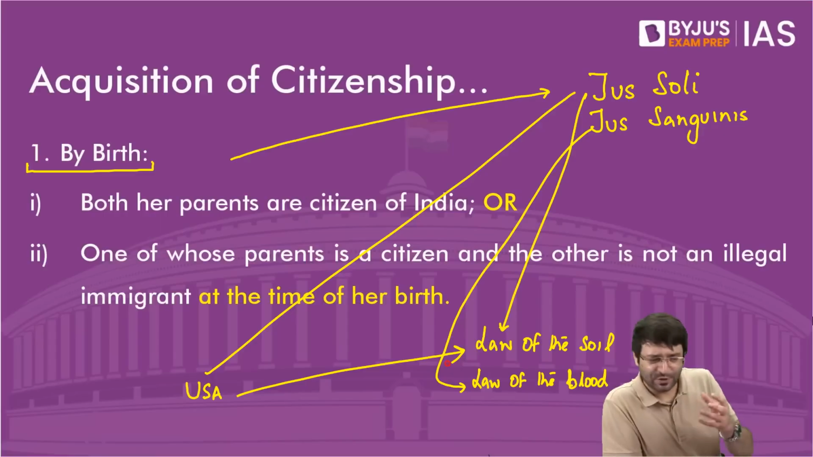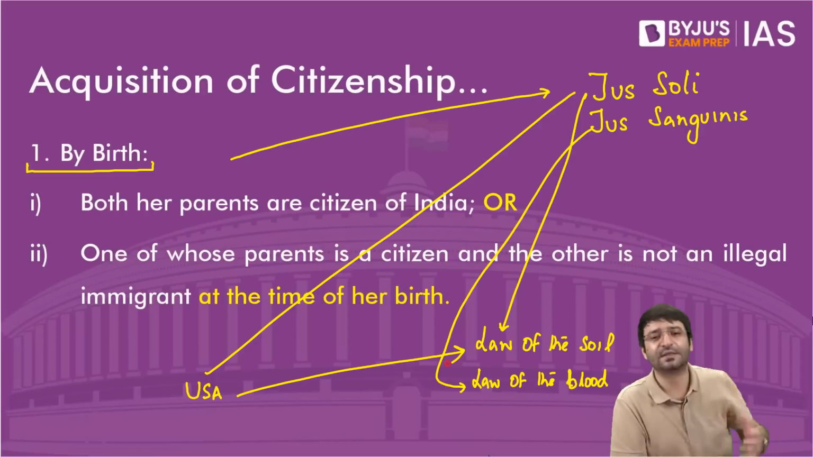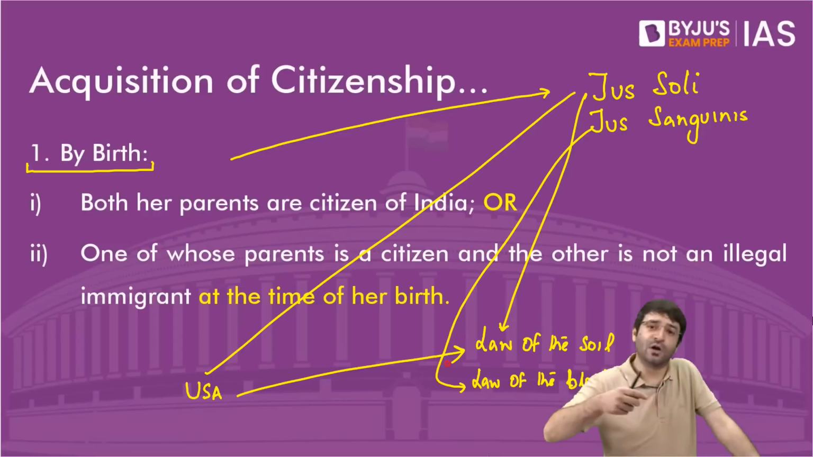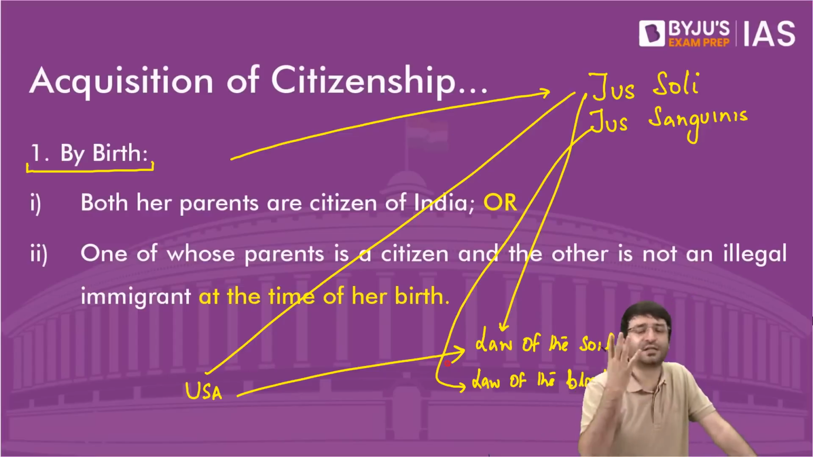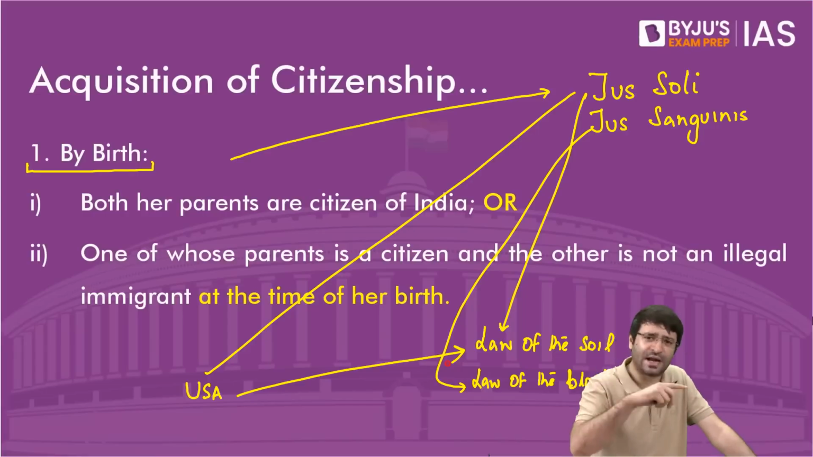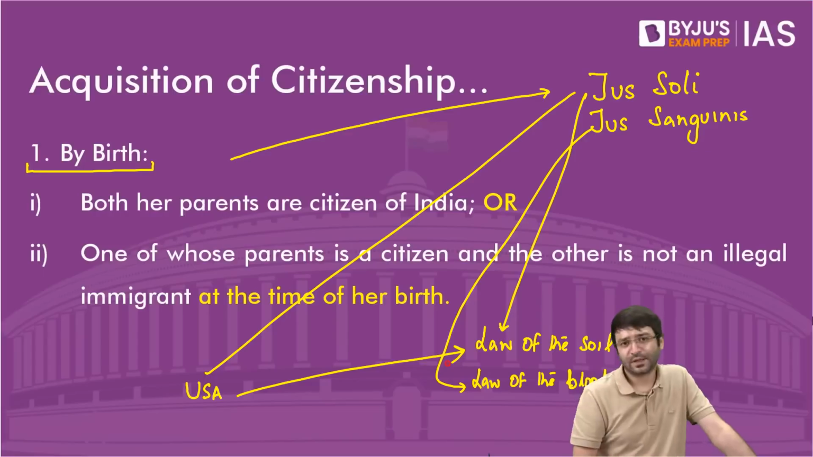As soon as the plane entered the US airspace, she delivered a baby girl. Why? Because her principal intention was that this baby should be the citizen of United States. Because whoever is born on the soil of United States becomes the citizen of United States, regardless of whether your father, mother, grandfather, grandson, whatever, whether they have been the citizens of US or not. Jus soli. India also followed this.